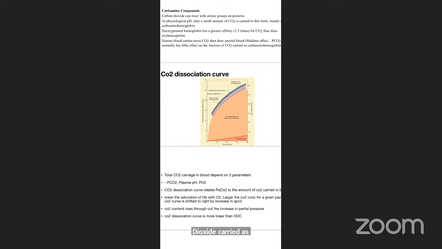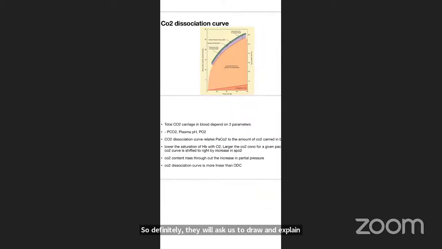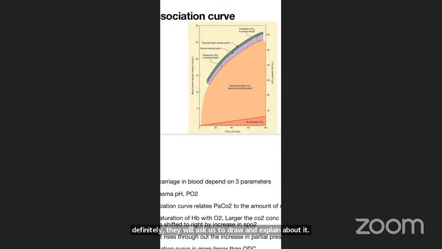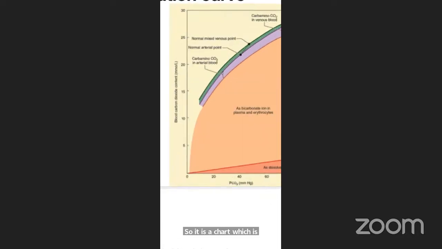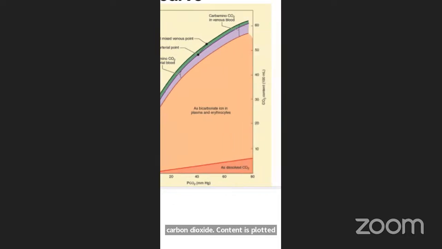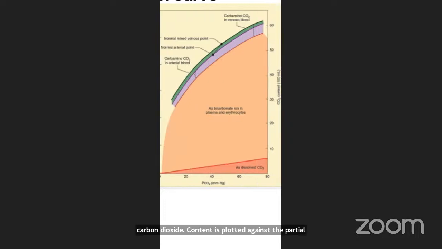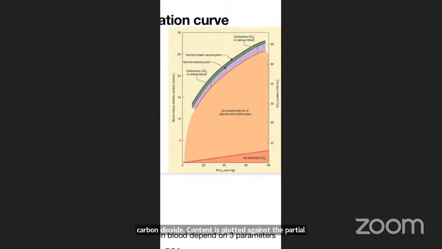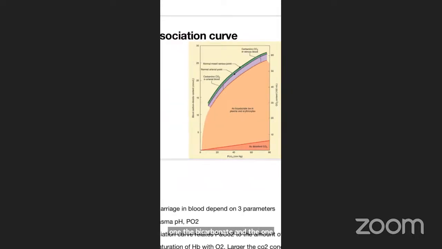Now coming to the carbon dioxide dissociation curve. Definitely they will ask us to draw and explain about it. So it is a chart in which the blood carbon dioxide content is plotted against the partial pressure of carbon dioxide, and which shows the three forms of carbon dioxide being transported. One is the dissolved one, the bicarbonate, and the one which is attached to the hemoglobin.